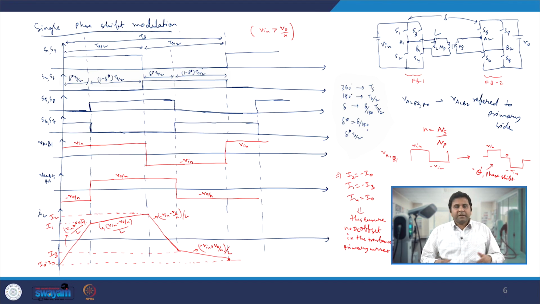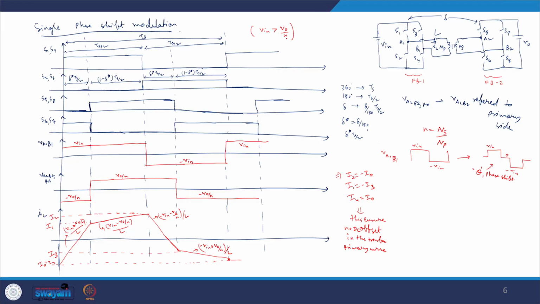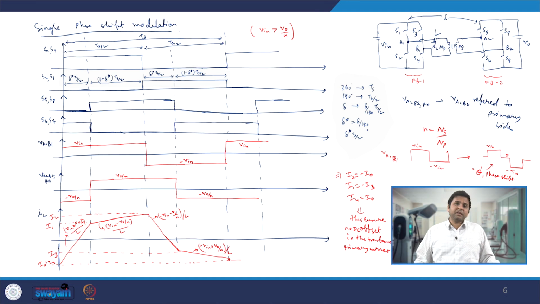We will derive the conditions, considering this, how we can design this L value and how the current waveforms look like for different magnitude of V in and V naught voltages. Those things we will see in the next class, and with that we will then look into some of the important aspects of this DAB converter.